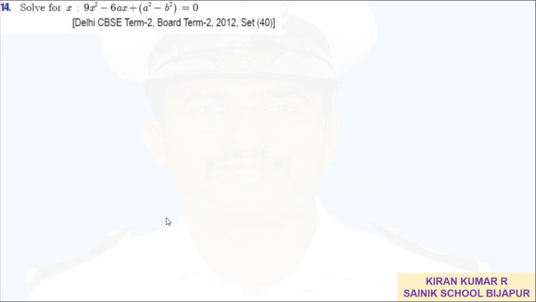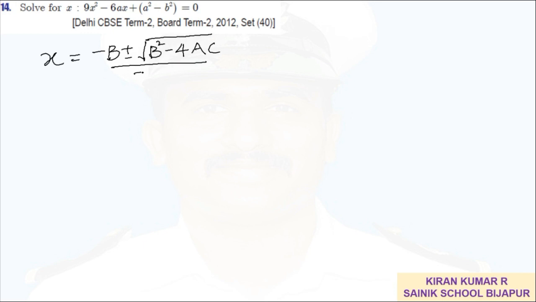Next question, question number 14. Solve for x. 9x square minus 6ax plus a square minus b square equal to 0. We have to make use of quadratic formula. If I consider capital A, capital B, capital C in the standard quadratic equation, the root is given by minus b plus or minus root of b square minus 4 times ac upon 2a.